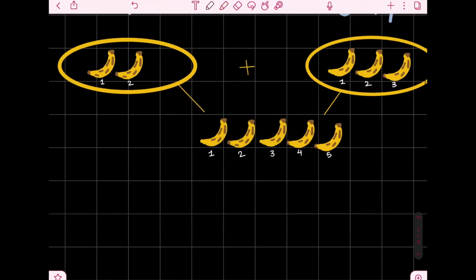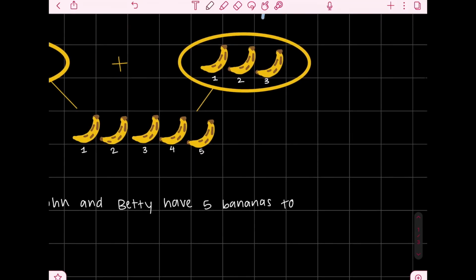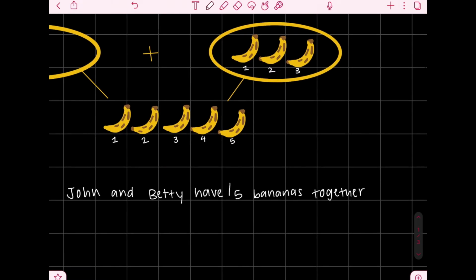So in total, John and Betty have 5 bananas together. So 5 bananas is our final answer.